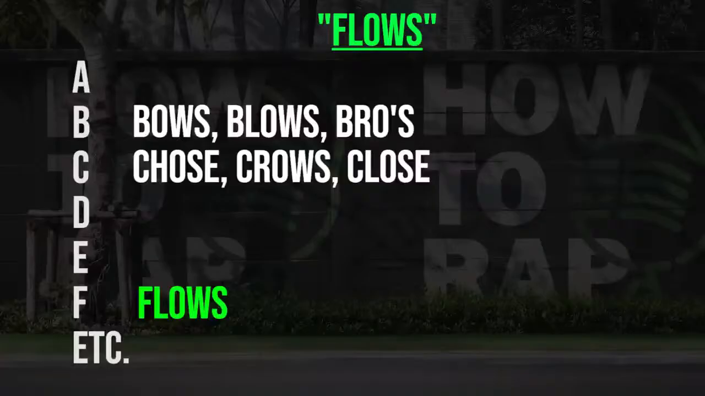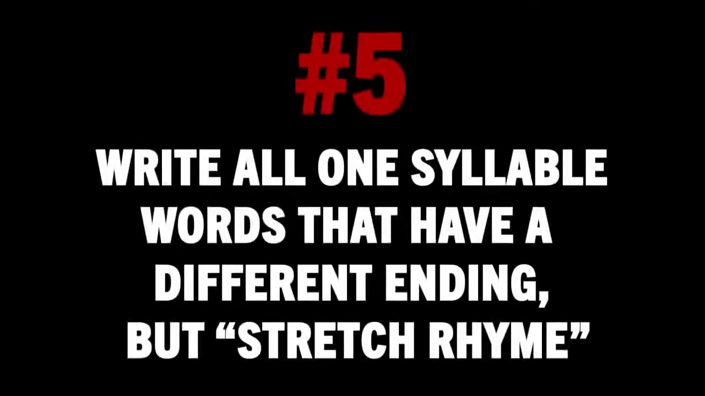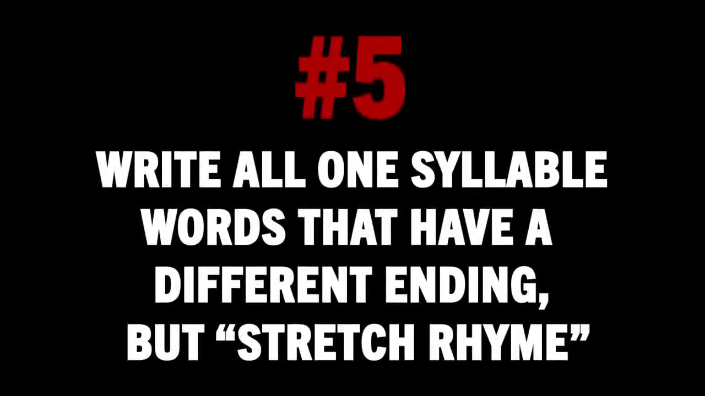So write that. Next, go to the letter C. All right. You have the word chose. You have the word crows. You have the word close, and so on. So now just take a minute and notice that just by doing this alphabet trick, running down the alphabet and finding words that have the same ending but different starts, you already have 5 to 6 words that rhyme with your original word, flows in our case, in just a few short seconds. So you can use the system to quickly come up with 1-syllable rhymes for any word at any time. But things get even deeper in the next step. Step number 5 is write all 1-syllable words to rhyme that have a different ending. So stretch rhymes.